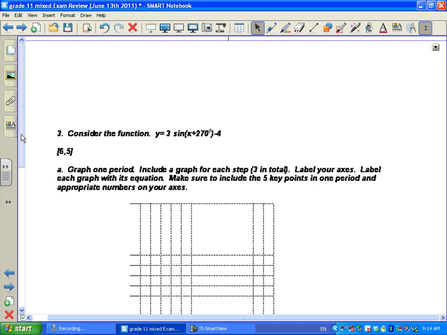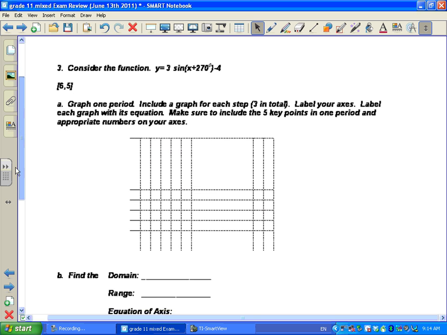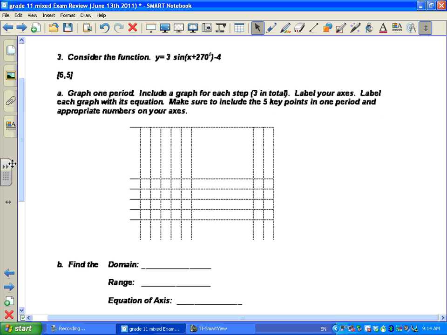Okay, consider the function y is equal to 3 sine (x plus 270) minus 4. Graph one period. Include a graph for each step. So 3 steps in total. Label your axis. Label your graph with this equation. Make sure to include 5 key points in one period and the approximate numbers on your axis.